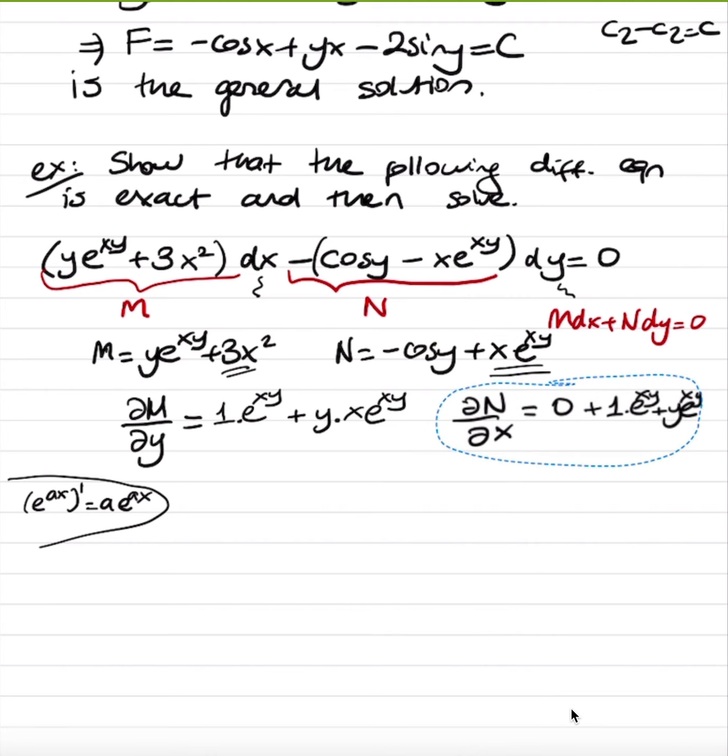Okay, I will write. I will do it again. So we have the product rule. We want to take the derivative with respect to x. Product rule: the derivative of x is 1 times e to the power xy plus x times the derivative of e to the power xy. So y is a constant. It is y times e to the power xy.